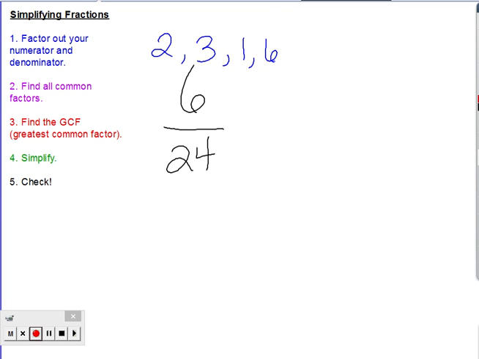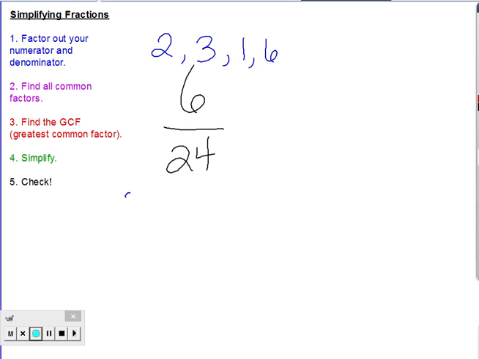Now, let's move down to our denominator, and I want you to press pause again and think about all of the ways you can make 24 by multiplying. Find all your factors of 24. So press pause now and do that. Okay, now, hopefully, you were able to come up with all these different factors. I'm going to list them out, and you check your work with mine.